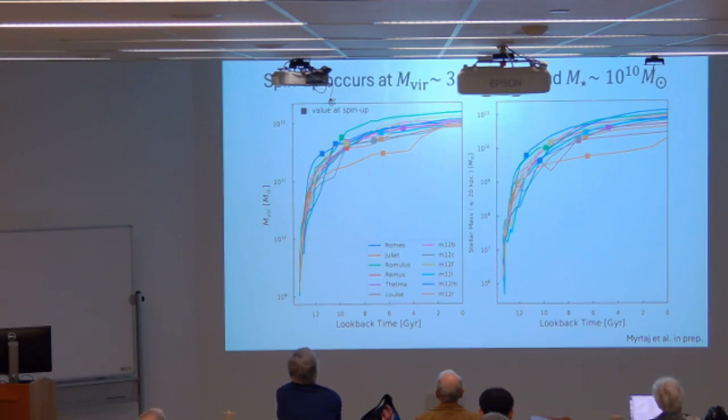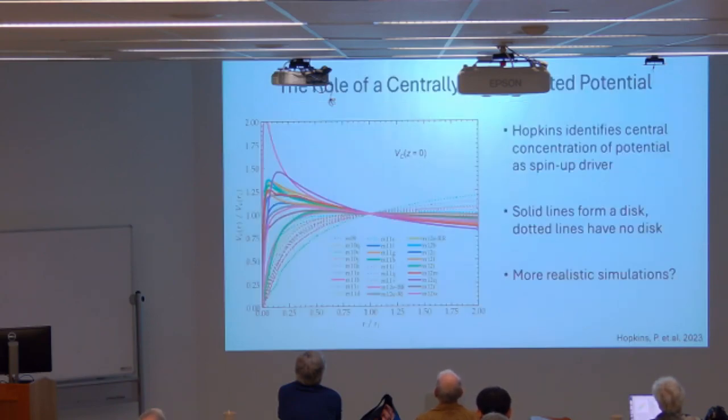So a standard idea maybe is that disk formation will start when there's enough stuff or mass. But what we see in this simulation suite is a pretty significant scatter, by a factor of 2, 3, or 4 in the masses at the time of spin-up. So another proposed idea is that the central concentration of the potential, or the concentration of the mass profile, can trigger spin-up.